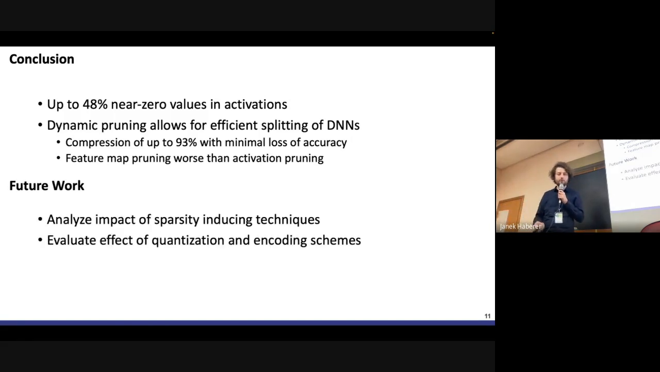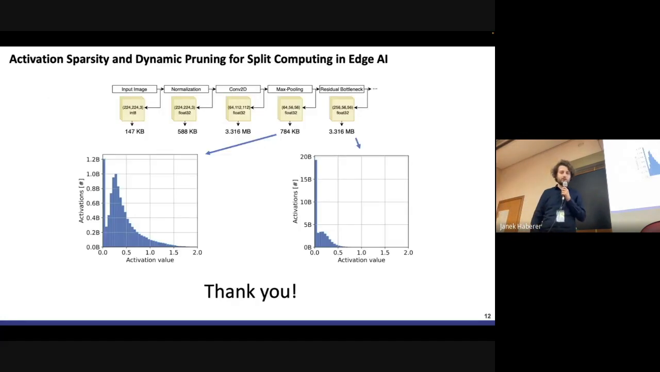As for future work, we want to analyze the impact of sparsity inducing techniques. Another big thing is the effect of quantization and encoding schemes or other compression schemes to combine them. I did some early tests regarding quantization and encoding, and we can push it down quite a bit more, but I haven't fully evaluated it yet, so there are no actual numbers yet. With that, I'm concluding my talk, and I'm happy to take questions.